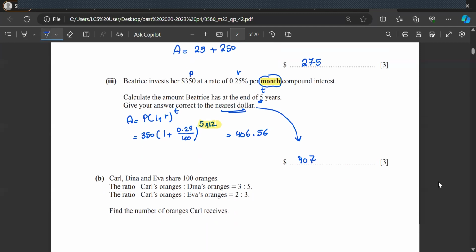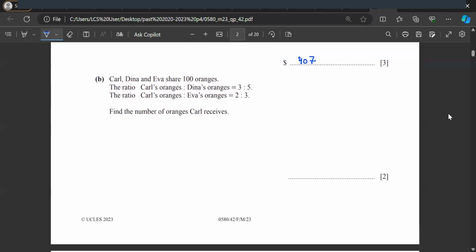Then the next one also is very important. It's a new idea. He's telling me what? Carl, Dina, and Eva share 100 oranges. The ratio between Carl and Dina, 3 to 5. And the ratio between Carl and Eva, 2 to 3. Find the number of oranges Carl receives.